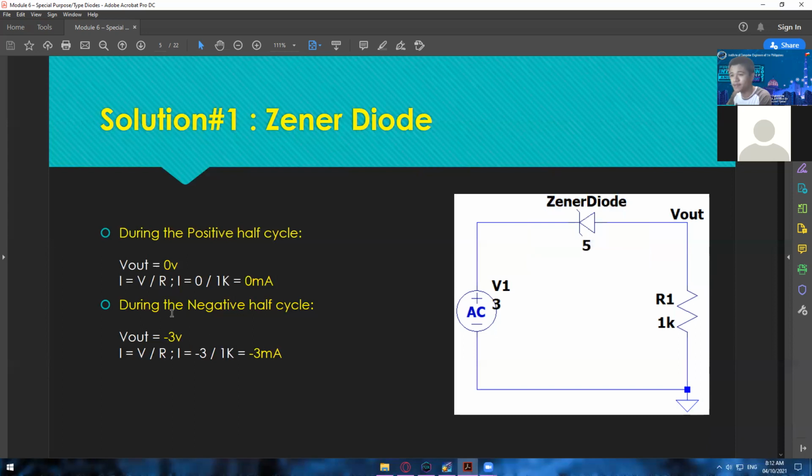Okay, and then for the negative half cycle, negative to negative and positive to positive, we now have a forward bias connection. Thus we now have a V out of, of course, negative 3 volts, and a current of negative 3 milliamps. So just use Ohm's law in solving the total current.